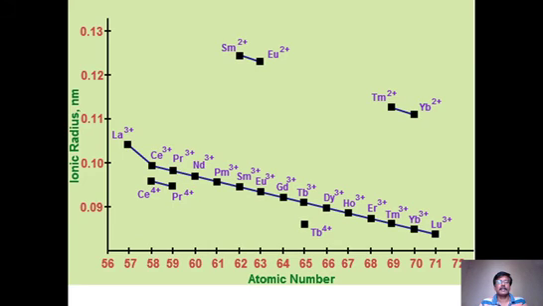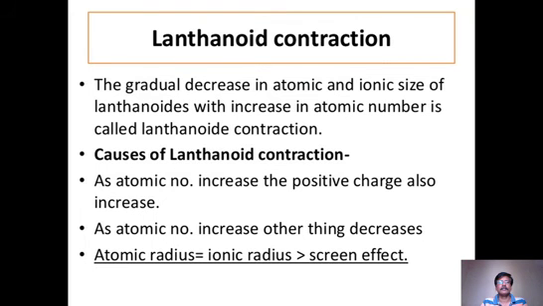And all this decrease is attributed to, or mainly due to, lanthanide contraction. What is this lanthanide contraction? Basically, the lanthanide contraction is the gradual decrease in atomic and ionic size of lanthanides with increase in atomic number. Causes: what are the reasons for this lanthanide contraction?